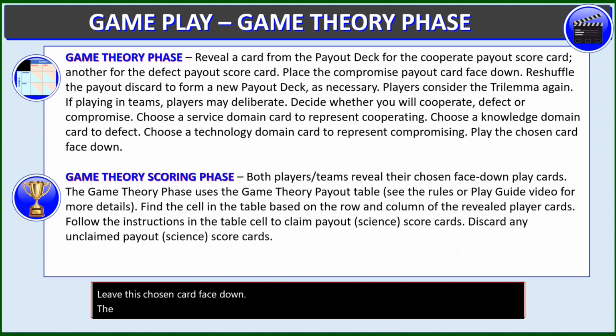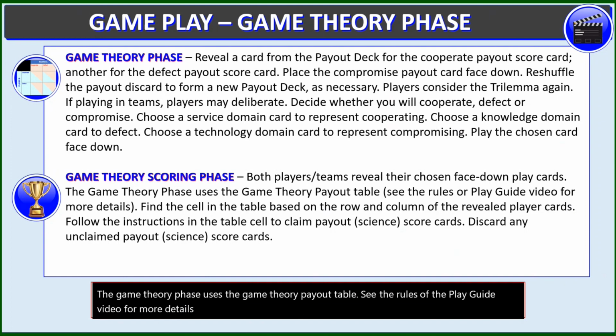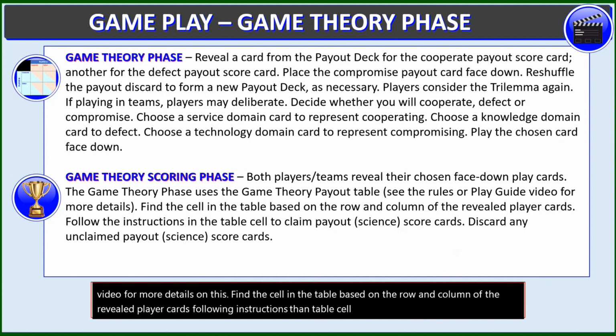Game theory scoring phase. Both players or teams reveal their chosen face down play cards. The game theory phase uses the game theory payout table. See the rules of the play guide video for more details on this. Find the cell on the table based on the row and column of the revealed player cards. Follow the instructions in the table cell to claim payout science scorecards and discard any unclaimed payout science scorecards.